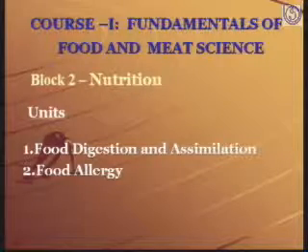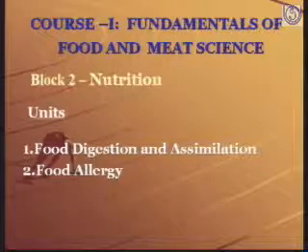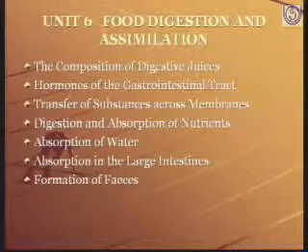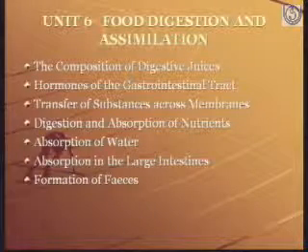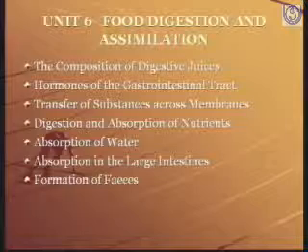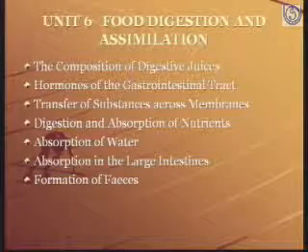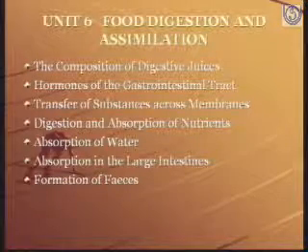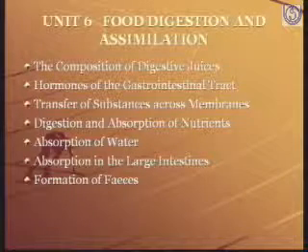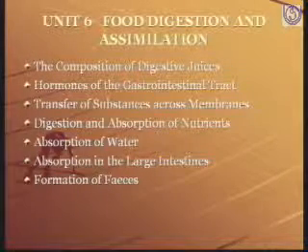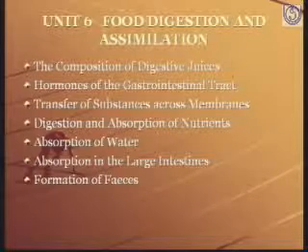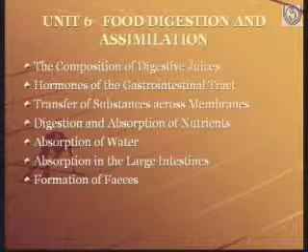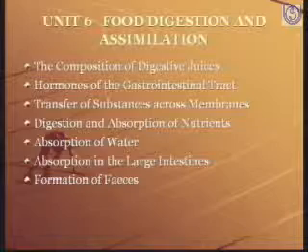There are two important units in this: food digestion and assimilation, and food allergy. Now, food digestion, what does it cover? It covers the composition of the gastric juice or digestive juice. What are the hormones in the gastrointestinal tract? Then how does the transfer of substances take place across the membrane? Digestion and absorption of nutrients. Absorption of water, how does it take place? The absorption in the large intestine. So this unit gives food digestion and assimilation completely, when we take the food.